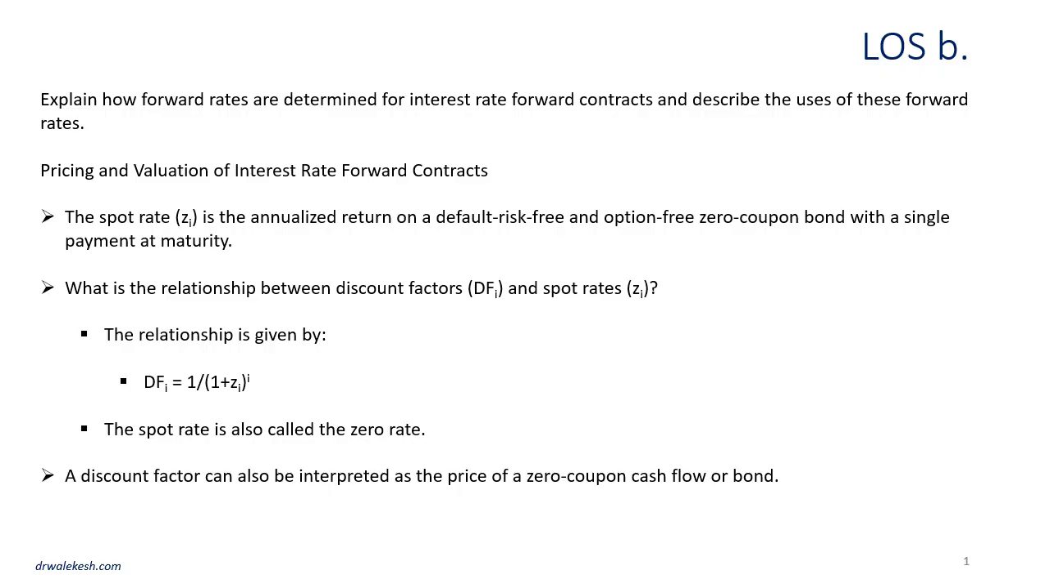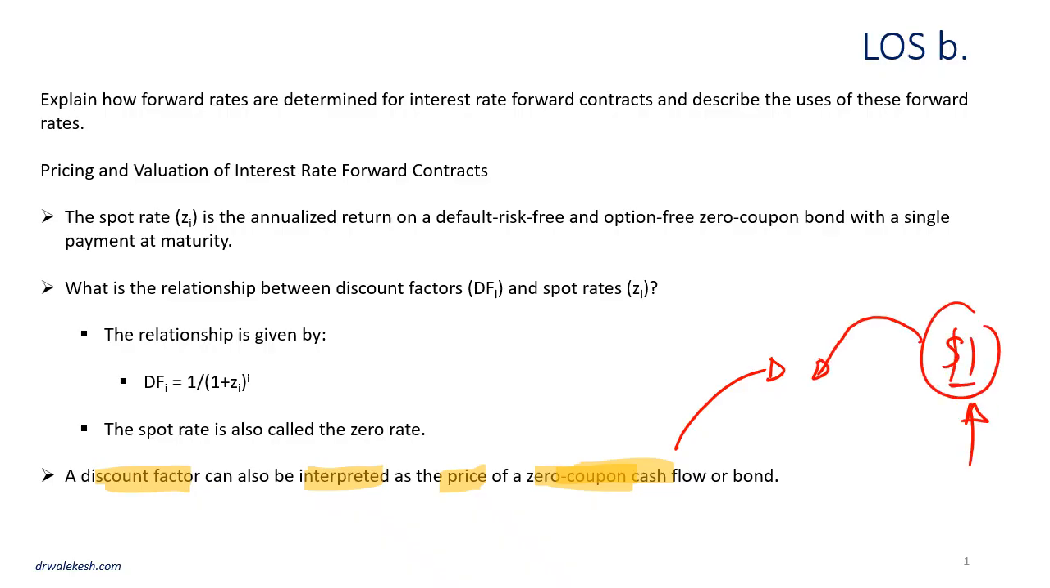It is also worth noting that a discount factor can also be interpreted as the price of a zero coupon bond or a zero coupon cash flow. And this is very logical, since you will be paid a cash flow of $1 in the future. How much is this $1 in the future worth today? So discounting it back to today in order to know the price of the bond is what we call the discount factor.